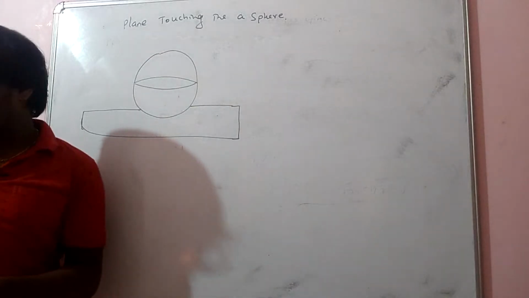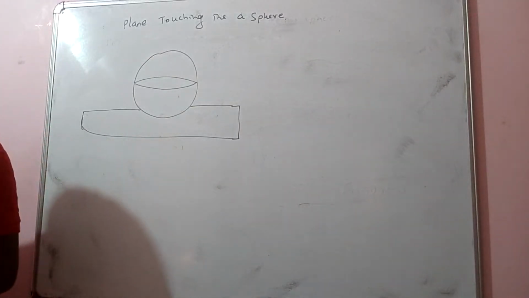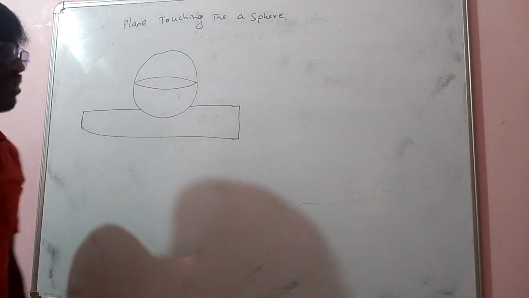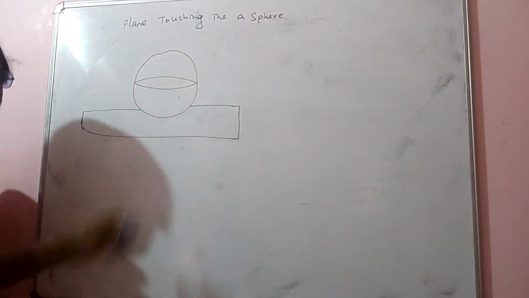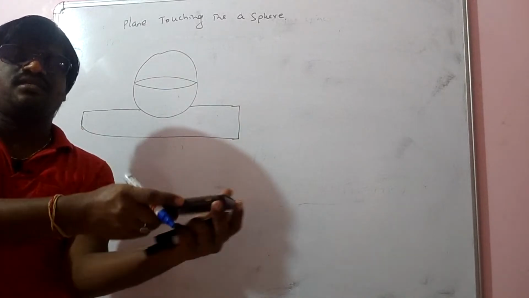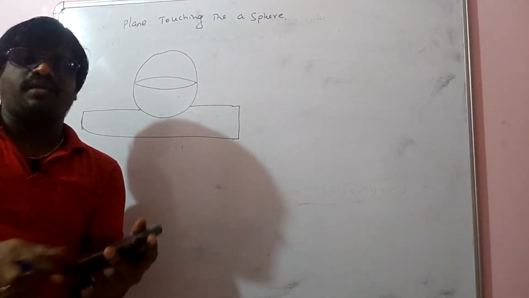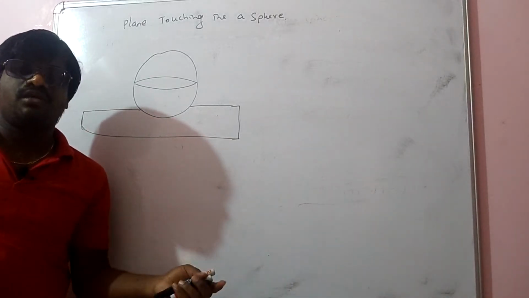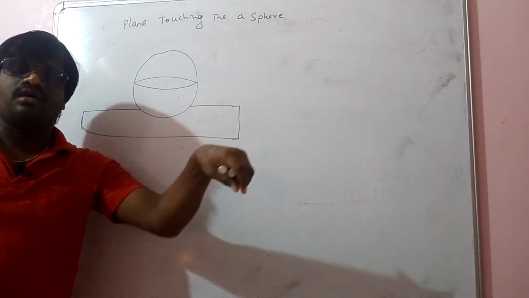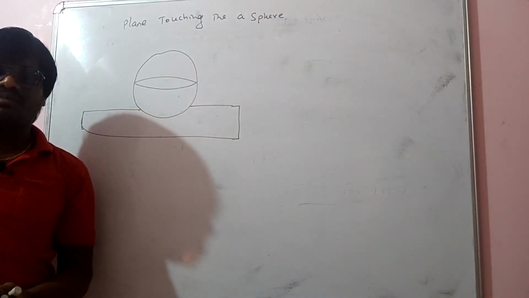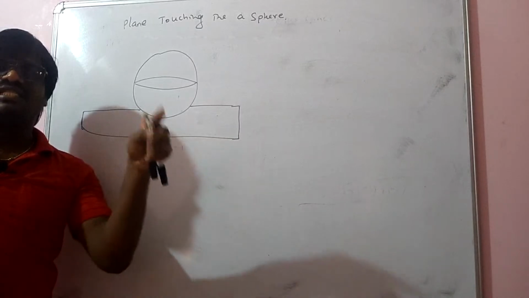How can I tell you this? I don't have anything right now to show you. So this is touching, you understood? See, on a flat surface a ball is placed, like on a table. The table is a plane. Suppose on the table you kept the ball. That is called touching the sphere.